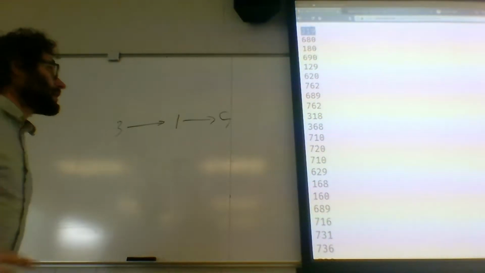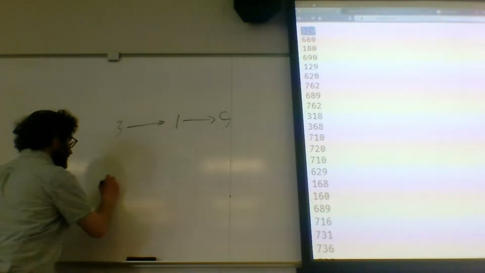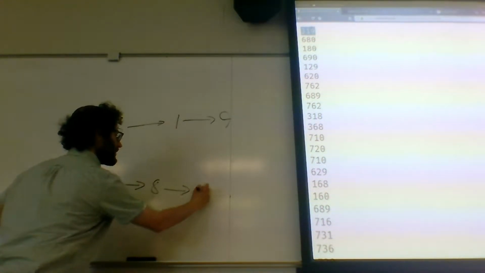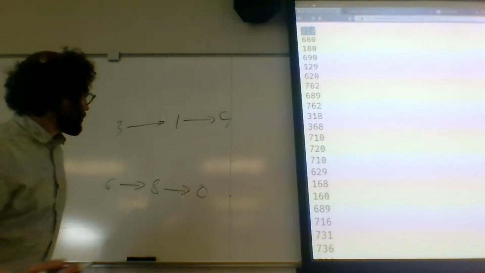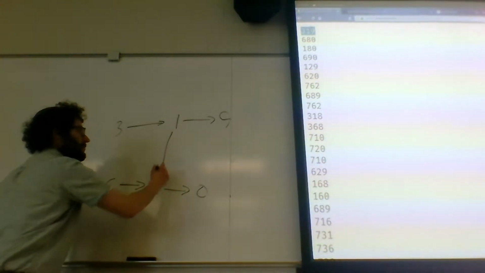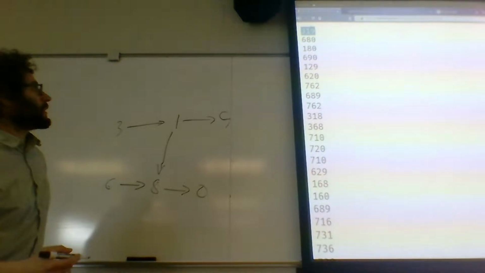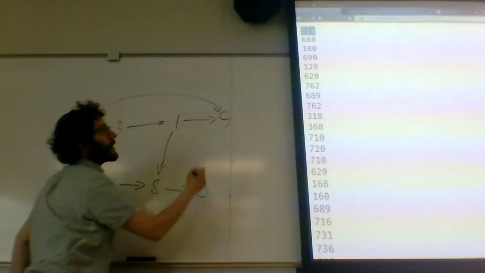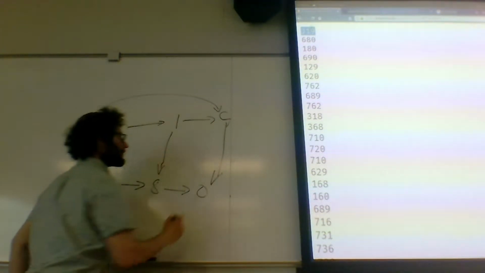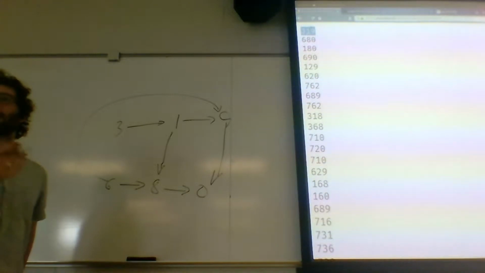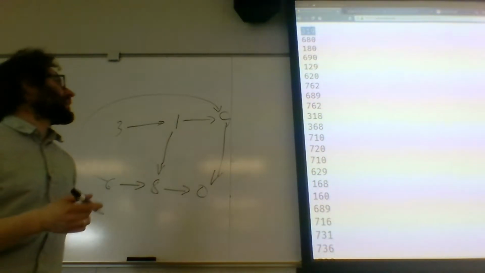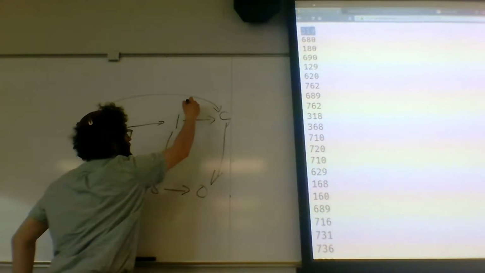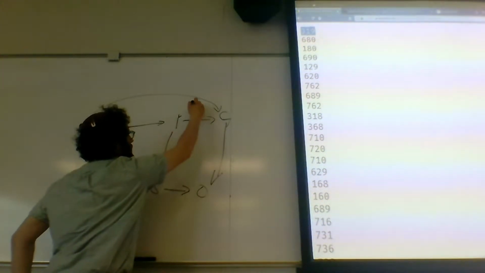So now let's go ahead and go to the next one. 6 comes before 8, which comes before 0. And then 6 comes before 9, and 9 comes before 0. Right? As you can see, it's going to start getting messy to draw this out. 1 comes before 2, which comes before 9. All right, so I'll just do my best to draw it up here.